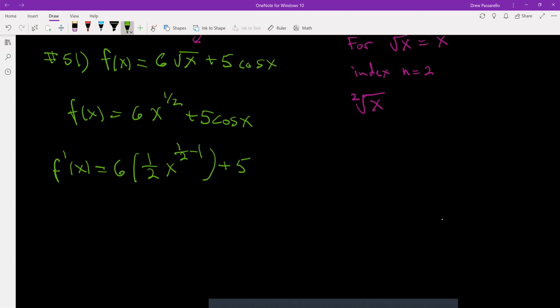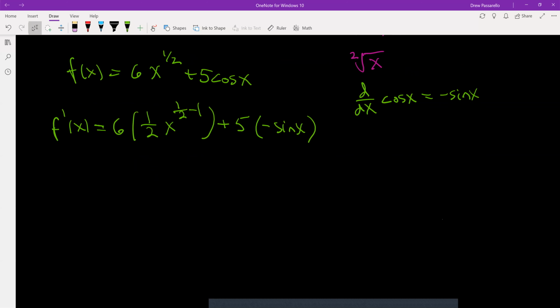All right, then I have plus 5. Factoring that out, focus on taking the derivative of cosine. And the derivative of cosine is negative sine. All right, so what do I have now? So I have f prime of x equal to 6 times 1/2. That's going to be 3. And then x to the 1/2 minus 1 is negative 1/2. And then plus 5 times negative sine is negative 5 sine x.